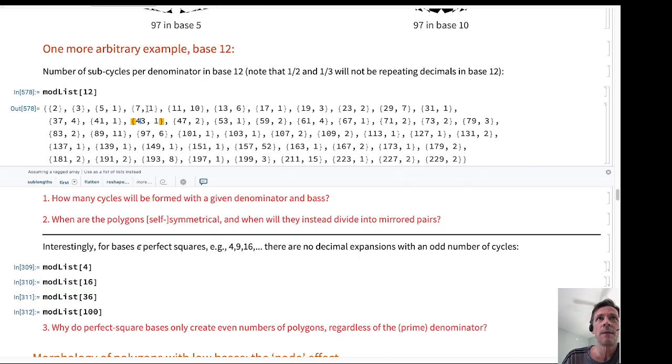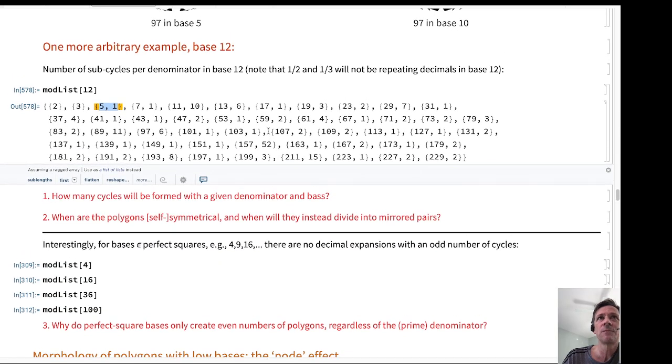And just to give you one more arbitrary example, the number of subcycles per denominator in base 12. The reason I'm pointing out this one is you'll note that for the number 2 and the number 3, there are no polygons because 1/2 in base 12 is not going to be a repeating fraction, and 1/3 in base 12 is also not going to be a repeating fraction because they are factors of the base. Just like 5 doesn't create a repeating fraction in base 10, 5 does create a repeating fraction in base 12. Okay, so that's just a given.